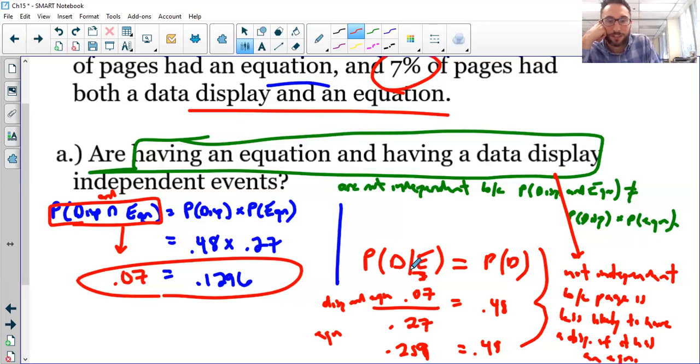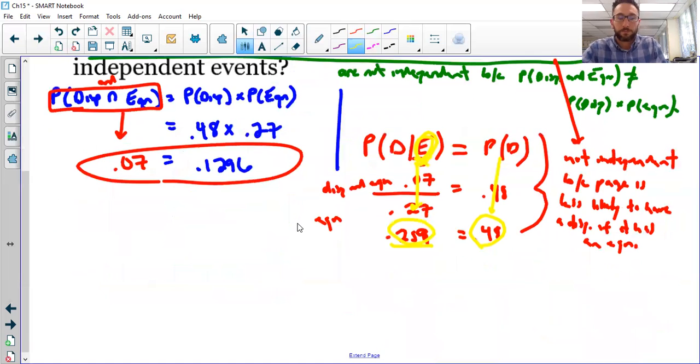If we know a page has an equation, there's like a 26% chance that it has a display. But overall, there's a 48% chance some page in this book has a display. So if we know it has an equation, it decreases the chance of having a display. So they must be related, because having an equation lowers the likeliness that this page has a data display.